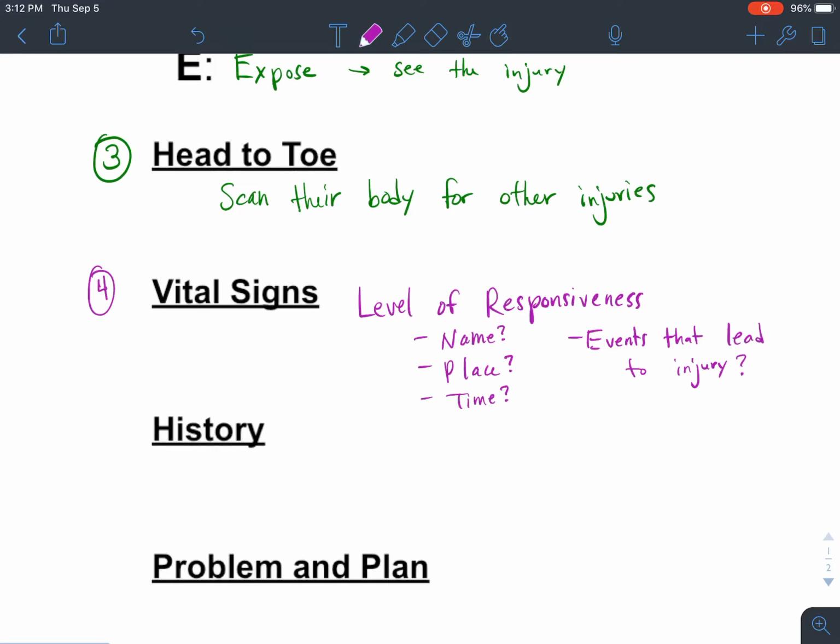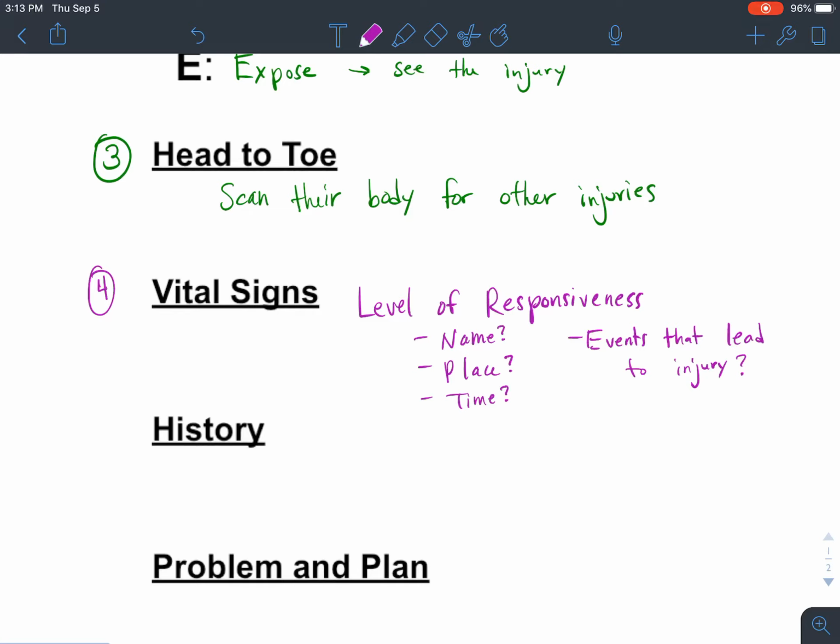Say, hey, what's your name again? And you want to ask again, even if you know who this is, you want to know if they know who they are. So you'd say, hey, what is your name again? Where are we? What time of the day is it? And if they don't know that it's 2:36 p.m. and they know that, hey, yeah, it's a little bit after lunch, that's okay. And then they also need to be able to repeat the events that led to that injury.